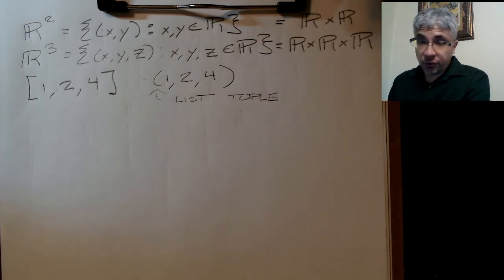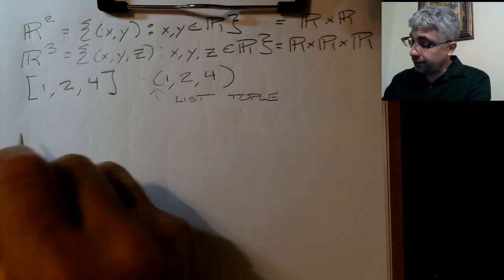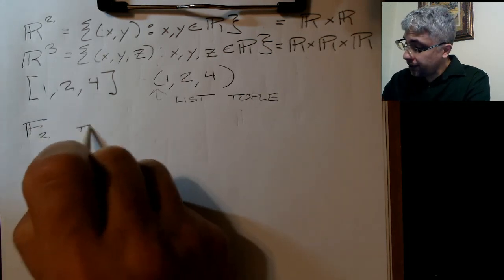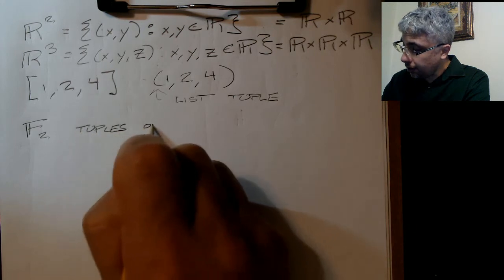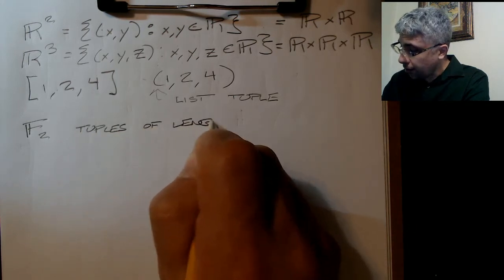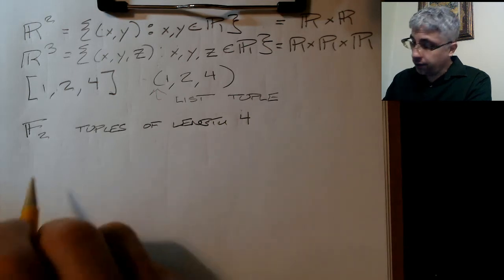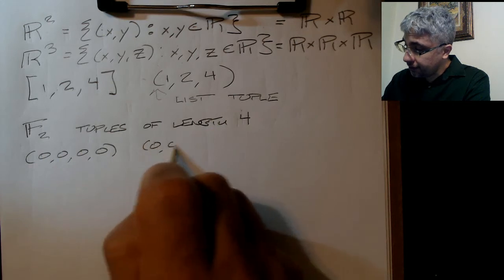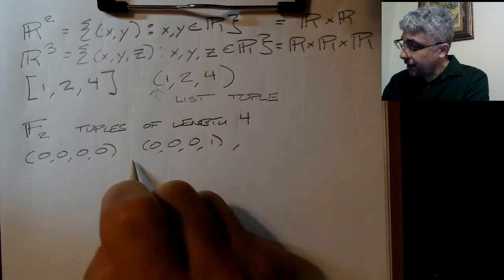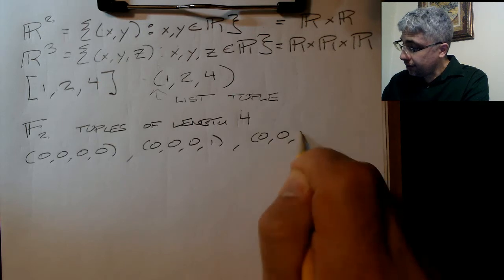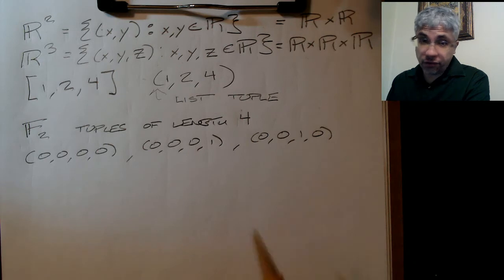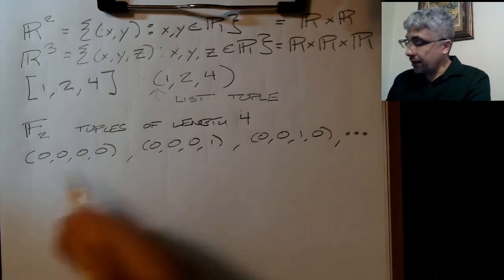And what can we do here? Well, whatever our field is, we could take a tuple of length n. So for example, if we want our field to be F2, and I want to take tuples of length 4, what am I going to get? Well, I'll have 0, 0, 0, 0, 0, 0, 0, 1, 0, 0, 1, 0. And how many of these do I get? Well, we have two choices for each slot, and we have 4 slots, so that's 2 to the 4, which is 16. So I'd have things like this.